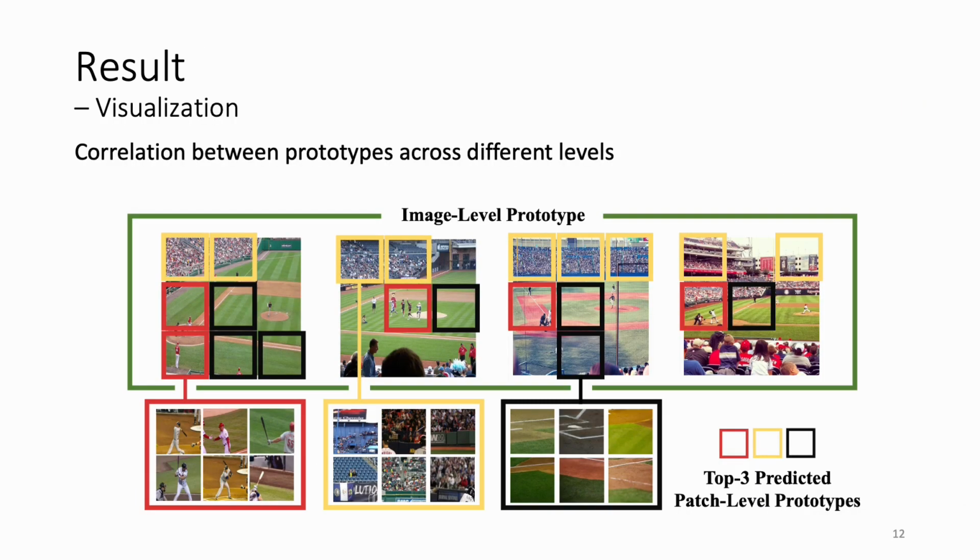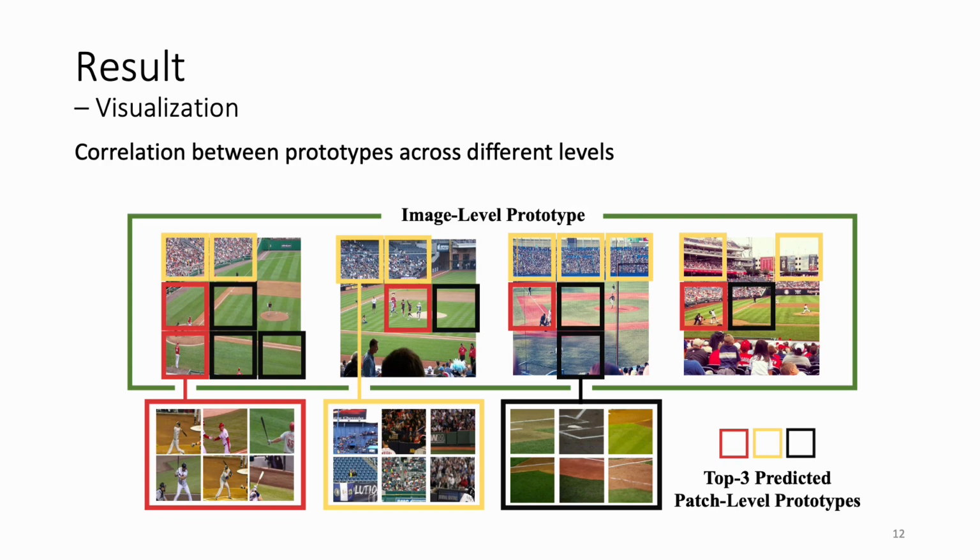In our visualization, we show the dependency of prototypes from different scales. We select images from the same image level prototypes and predict the patch level prototypes for all the patches inside the images. We observe that patch level prototypes are fine-grained visual concepts which are related to the concept of the image level prototype.